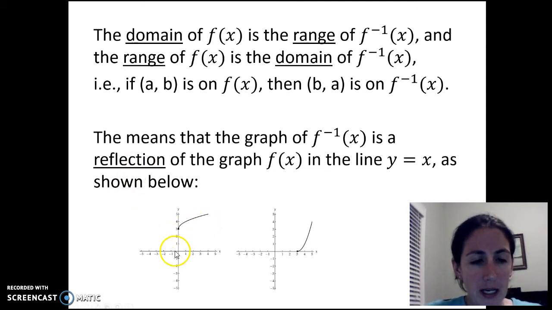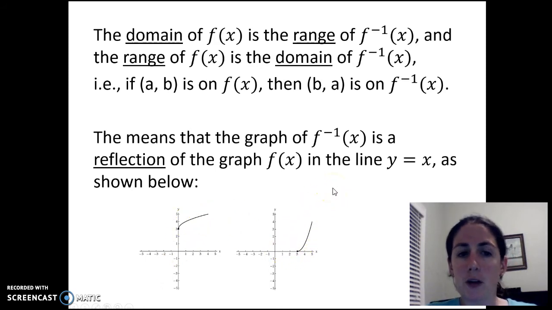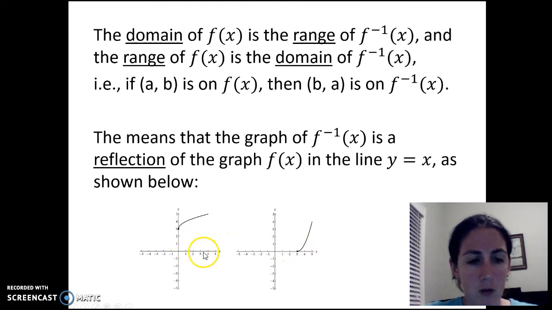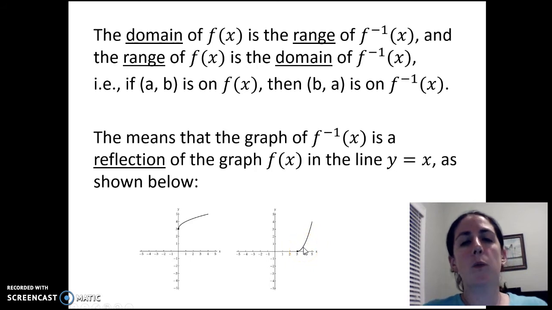So if we had this right here, here's x equals y, right here. If we folded our piece of paper exactly in half, this would lie exactly on top of this. The ordered pairs are just switched. Here's 0, 3 and 3, 0; 1, 4 and 4, 1. The ordered pairs are just switched. In other words, the x and the y are just switched.